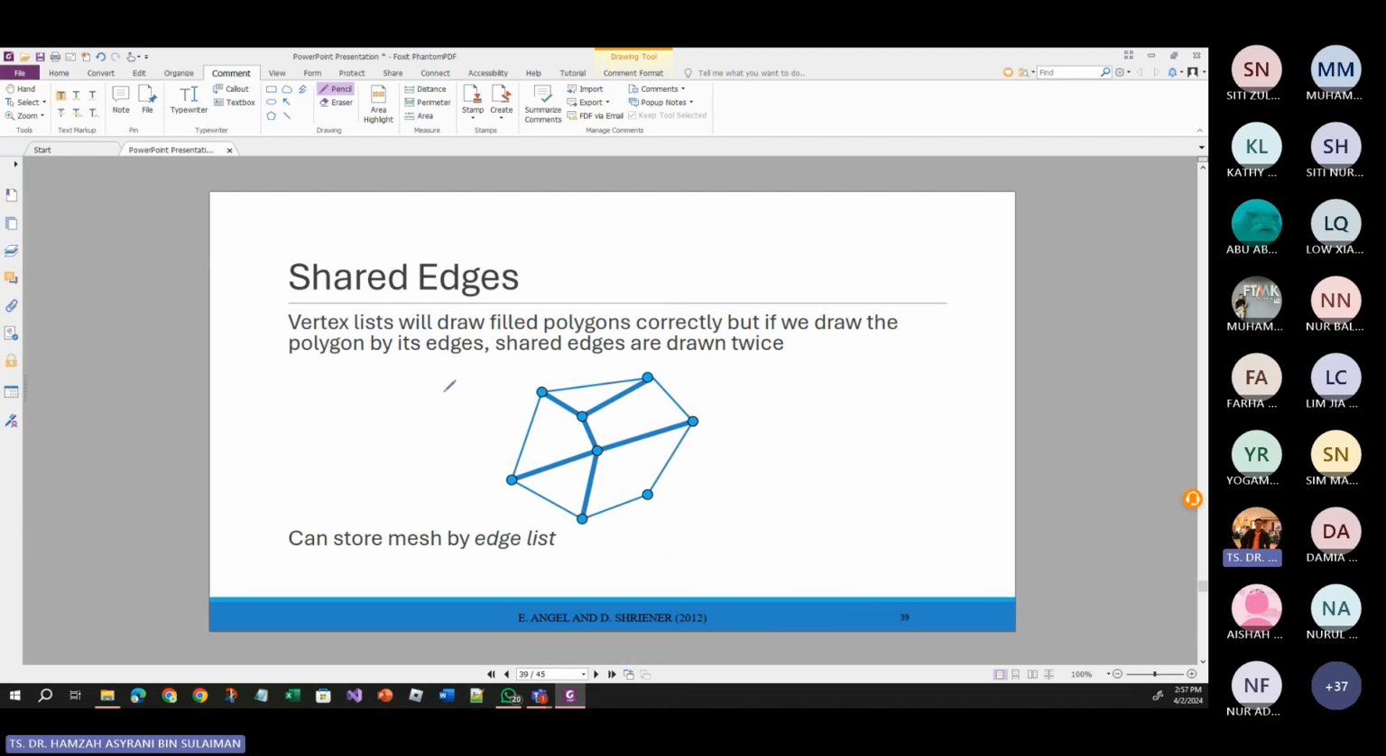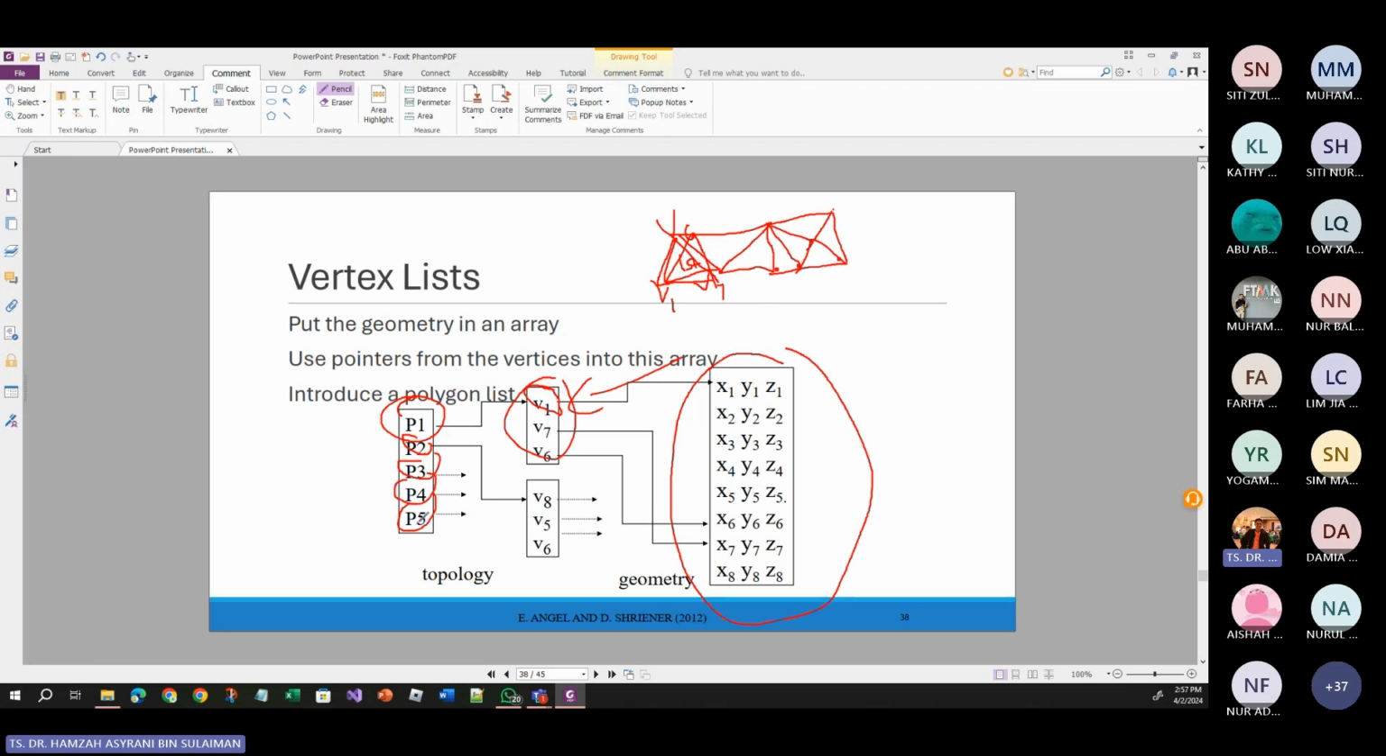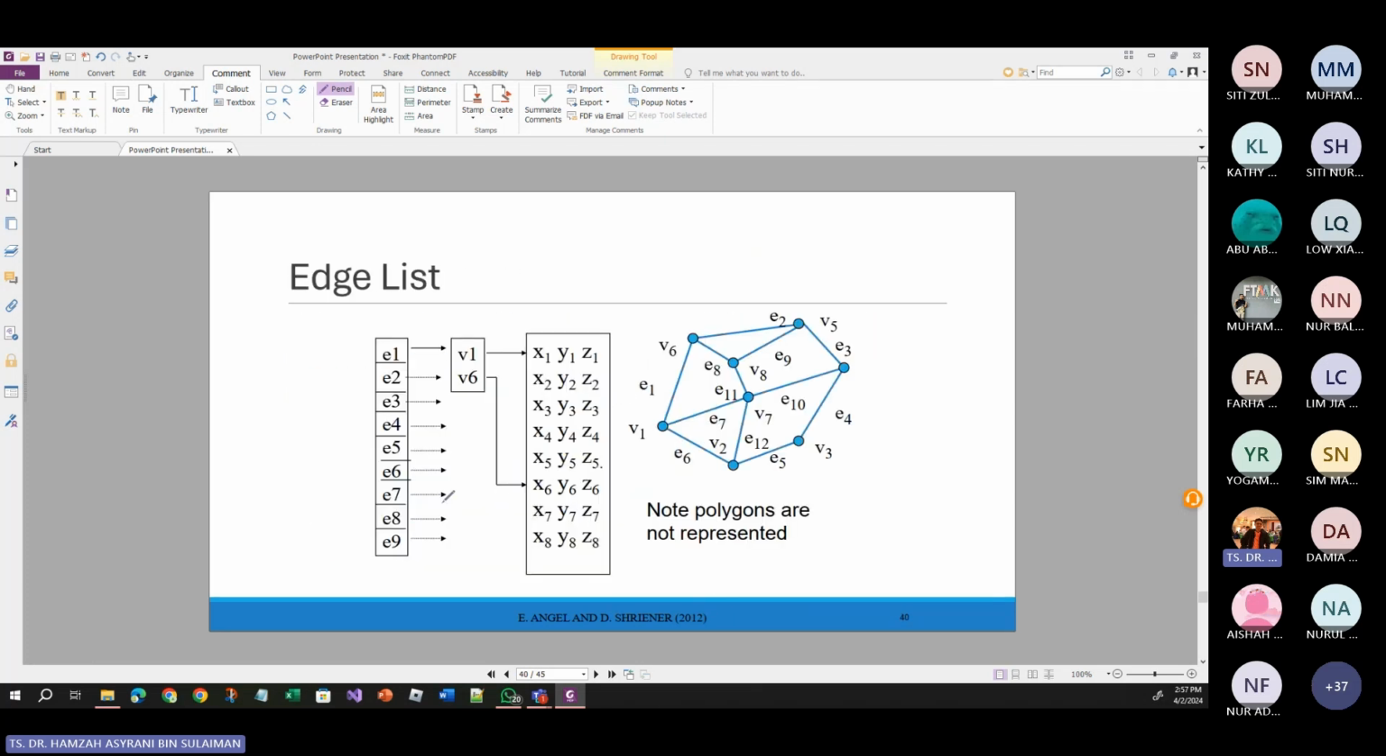Okay. Topology. So we draw the polygon correctly, but if we draw the polygon by edges, shared edges are drawn twice. So we can store the mesh by the edges. We have to do this. Earlier we made a vertices list, so now we make a mesh list, an edges list.